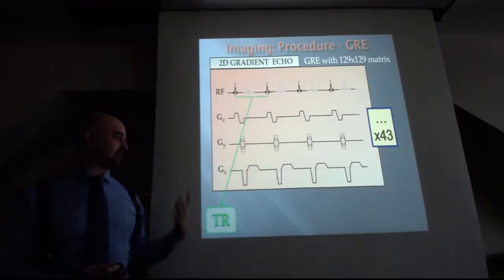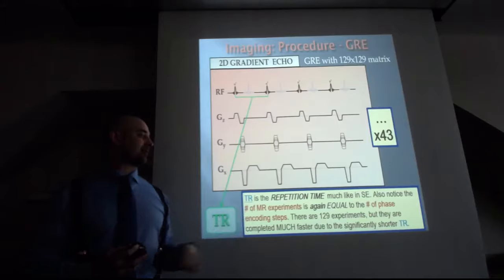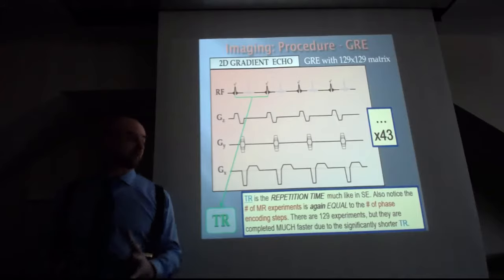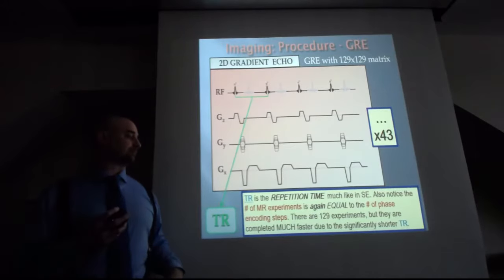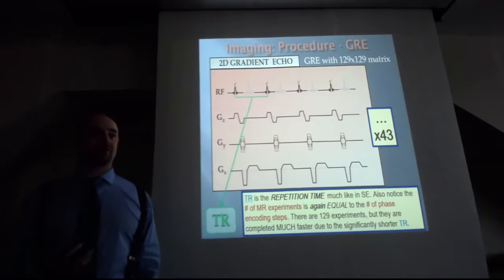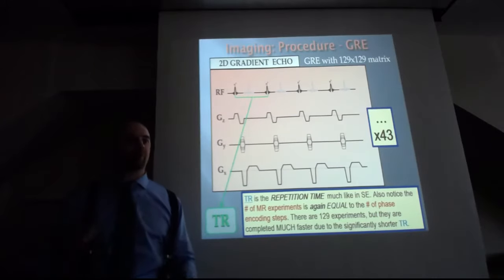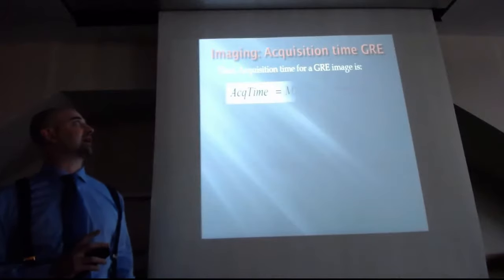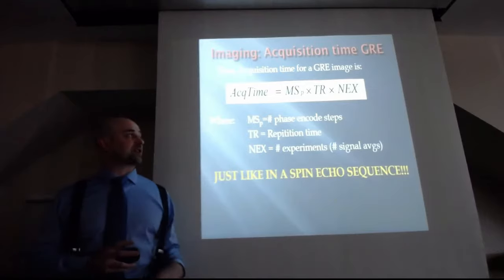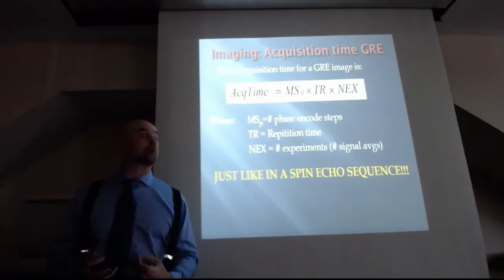We have our TR, like I said, which is the repetition time. Now notice the number of MR experiments is again equal to the number of phase encode gradients, just like it was for a spin echo. There's still going to be 129 experiments, but this is going to happen a lot faster than it did with 129 experiments for the spin echo, because you had to sit around waiting for the rephasing 180-degree pulse to take effect. So the equation for acquisition time for gradient echo imaging is, no surprise, the same as that for a spin echo sequence, right?